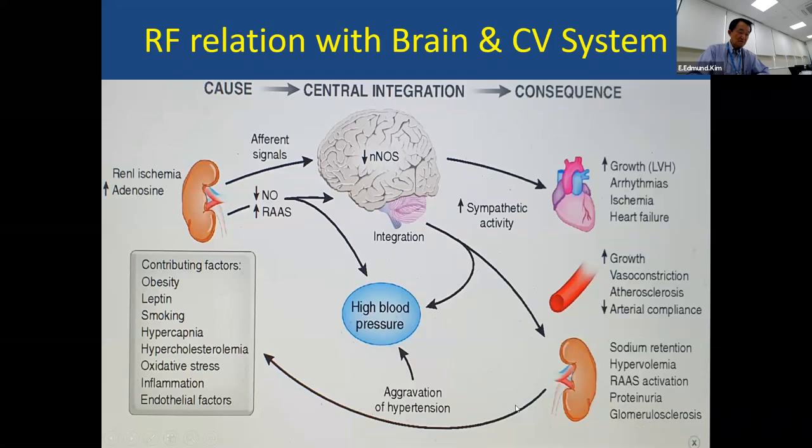And that was certainly because of vascular narrowing, which is hypertension. And hypertension is affected by leptin, a protein contributing to this. And obesity, smoking, cholesterol problems, also oxidative stress and inflammation, all these things contribute and make high blood pressure. So renal ischemia also produces adenosine.